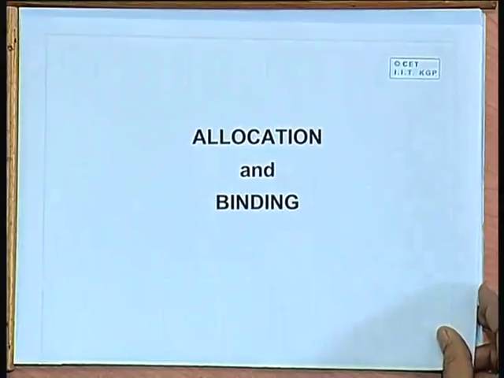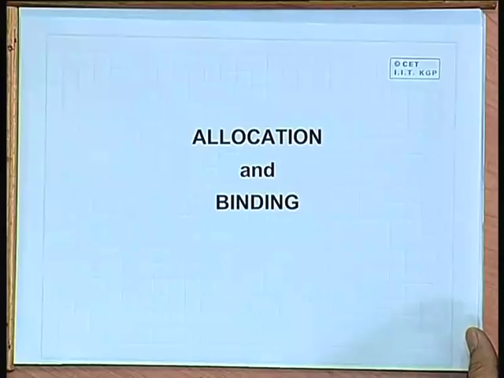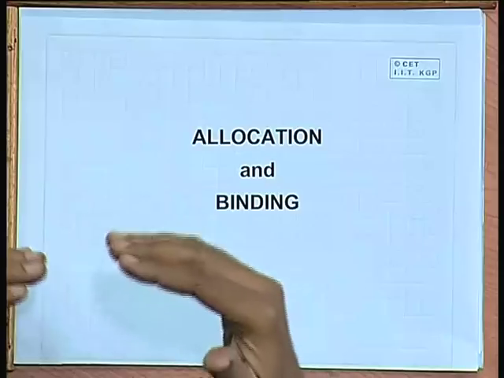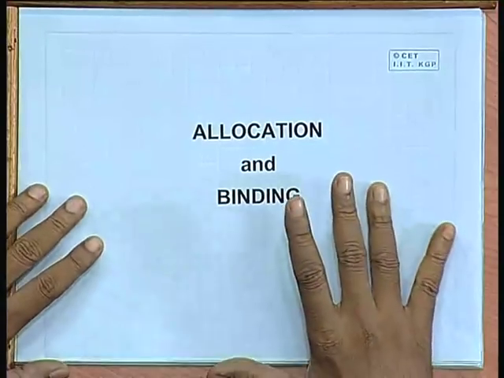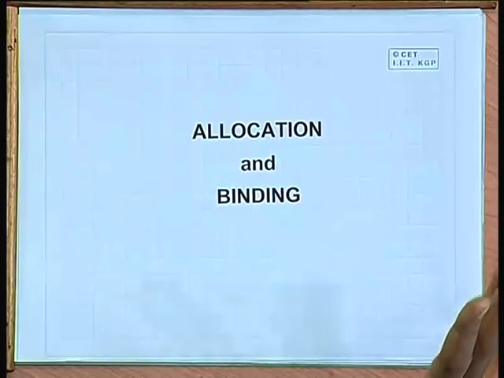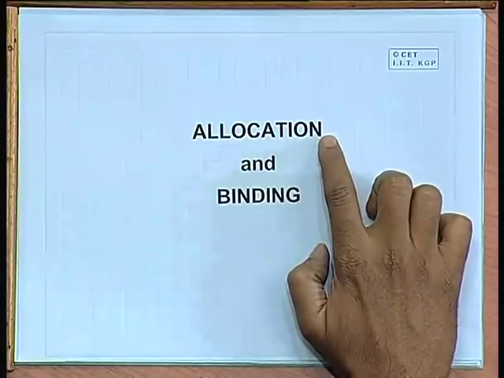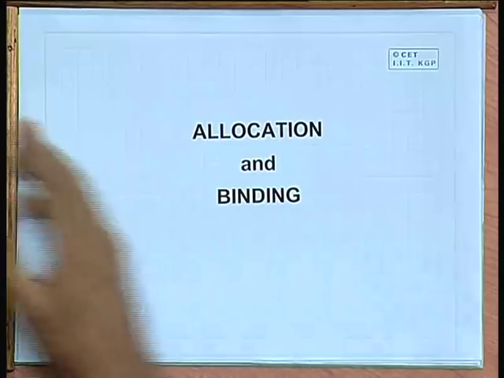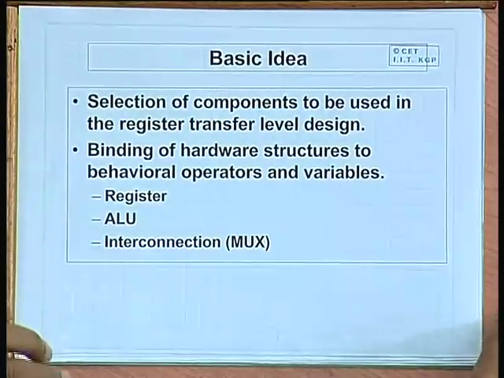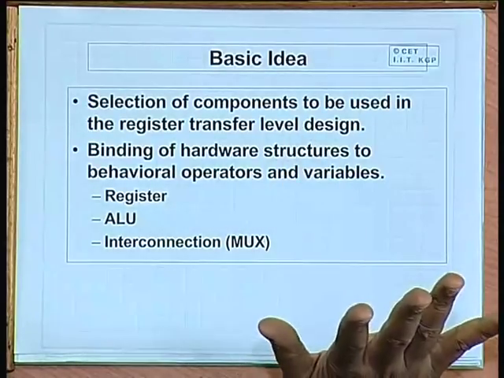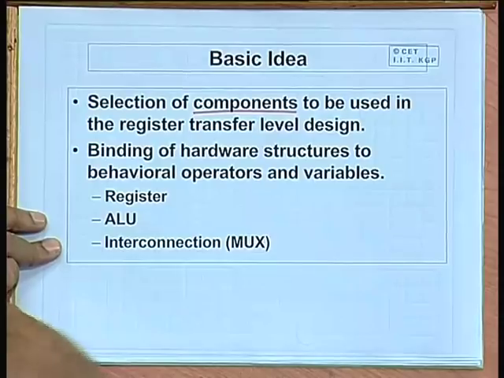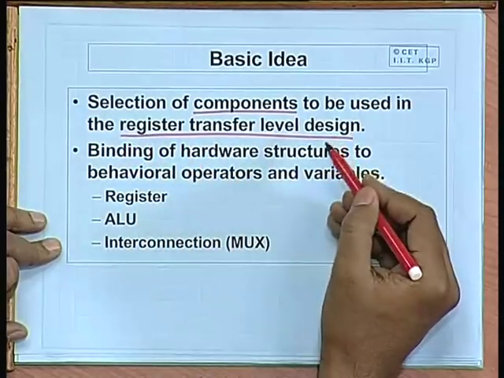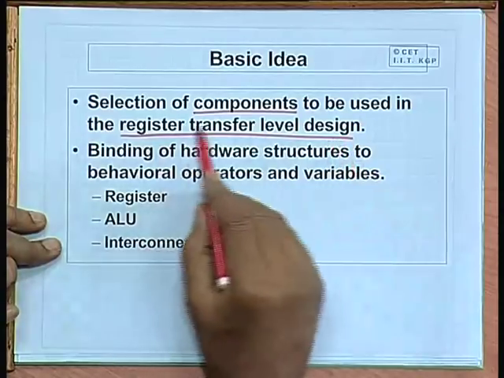And one last thing I wanted to talk about is something called allocation and binding. After you have done scheduling, you have obtained an allocation of the different operations to the different time steps. But after that, in order to get the final hardware corresponding to the data path, you need additional steps called allocation and binding. Now, what is the basic idea? You have a CDFG, still now we have a CDFG, nothing else. Now you will have to select the actual hardware components to be used in the RTL level design, because ultimately we are trying to arrive at the RTL level design. So we will have to select the basic components here.